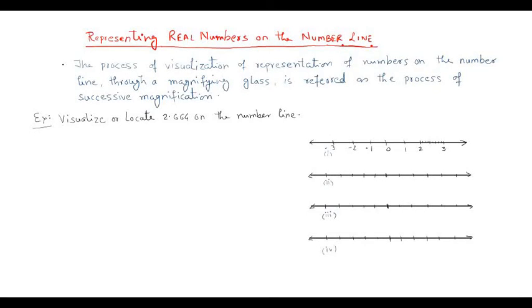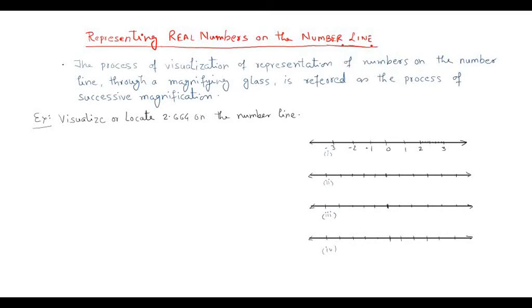So now we will look at how we represent real numbers on the number line. The process of visualizing the representation of numbers on the number line through a magnifying glass is referred to as the process of successive magnification. Here we will use it to locate or visualize a number on the number line. Let's take an example: locate the number 2.664 on the number line.